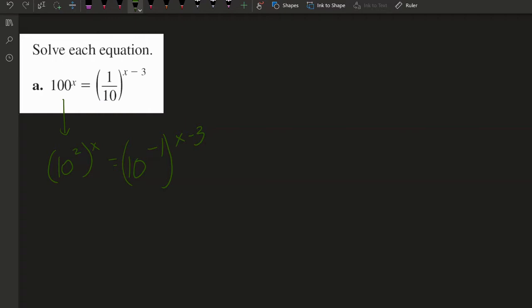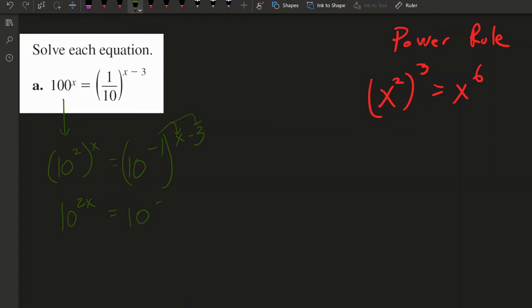Now, using the power rule that we learned in Algebra 1, let me leave a little note over here on what the power rule is. Quick example, if I have x to the 2nd to the 3rd power, that equals x to the 6th power. So I multiply the exponents in this situation. So this would turn into 10 to the 2x is equal to 10 to the, distribute the negative 1, negative 1x plus 3.